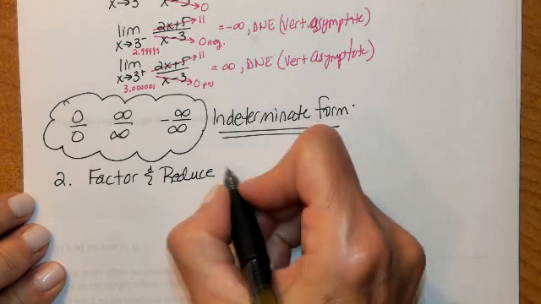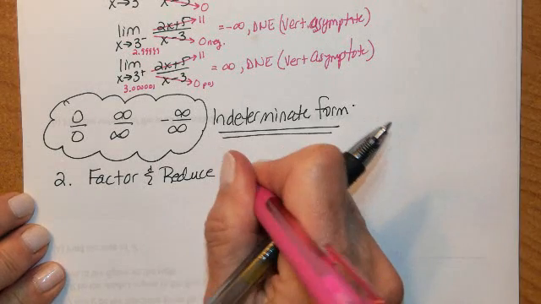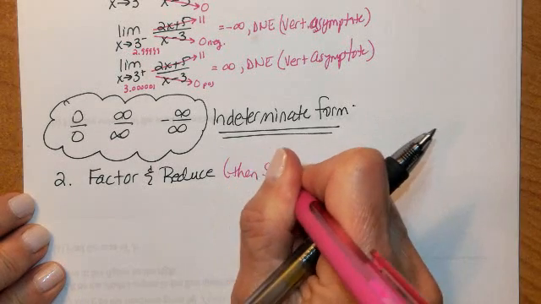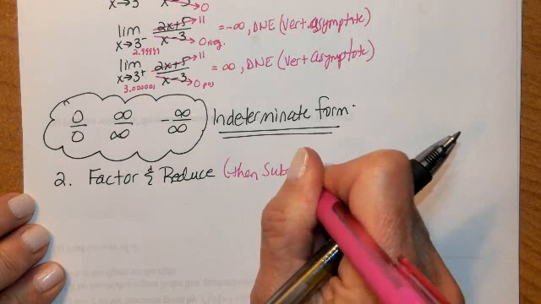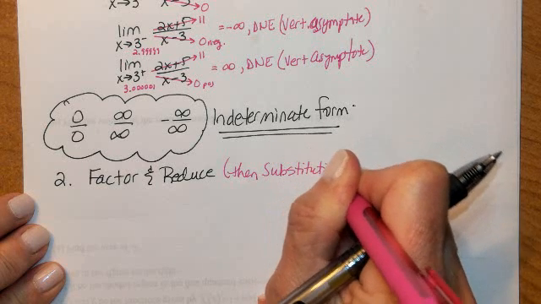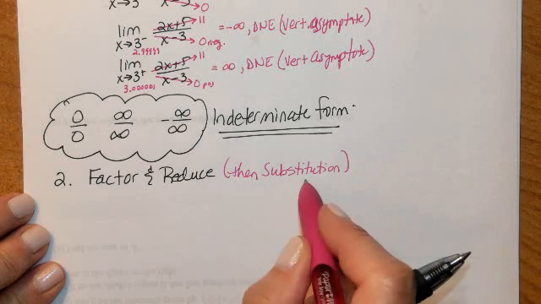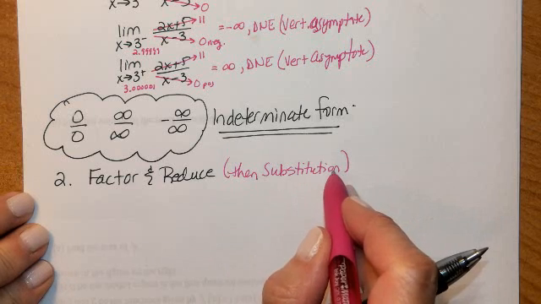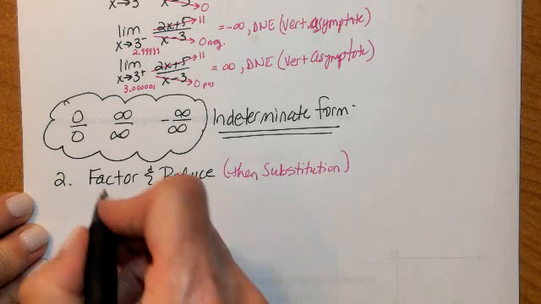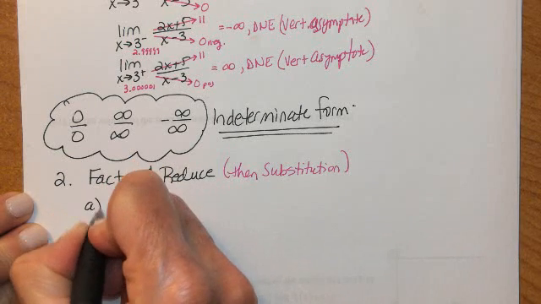Factor and reduce. And I'm going to put after this, then substitution. Then always remember to go plug in your value for x at the end, all right? So first factor and reduce. So let's take a look at an example here.